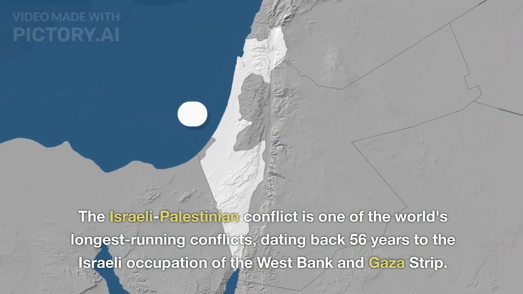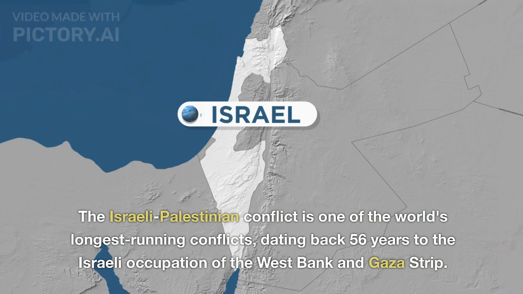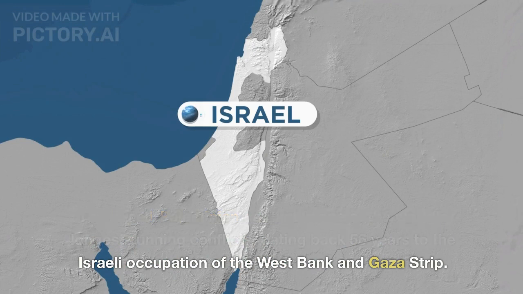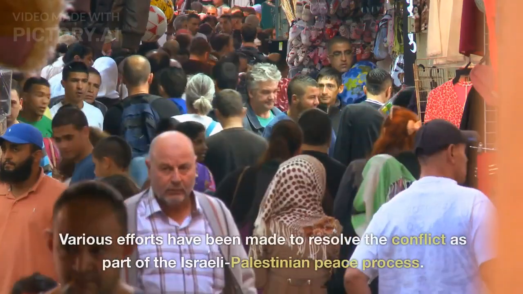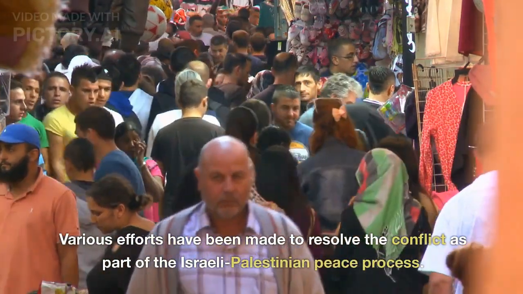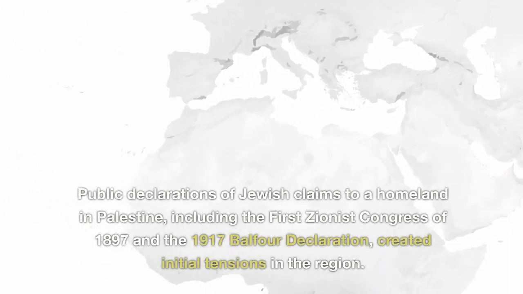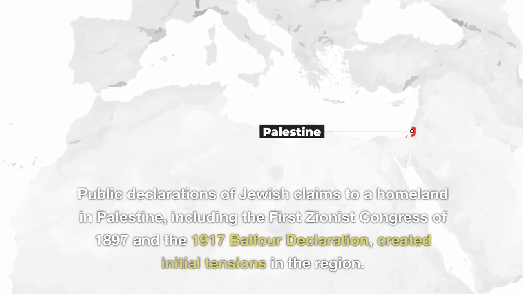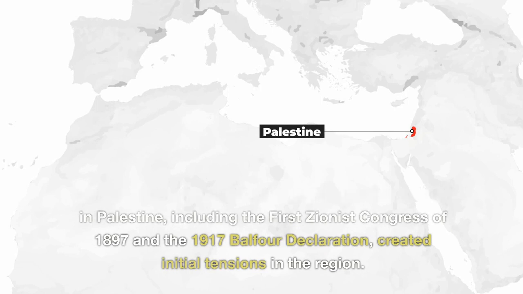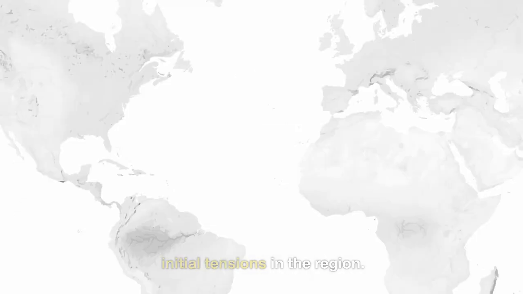The Israeli-Palestinian conflict is one of the world's longest-running conflicts, dating back 56 years to the Israeli occupation of the West Bank and Gaza Strip. Various efforts have been made to resolve the conflict as part of the Israeli-Palestinian peace process. Public declarations of Jewish claims to a homeland in Palestine, including the First Zionist Congress of 1897 and the 1917 Balfour Declaration, created initial tensions in the region.